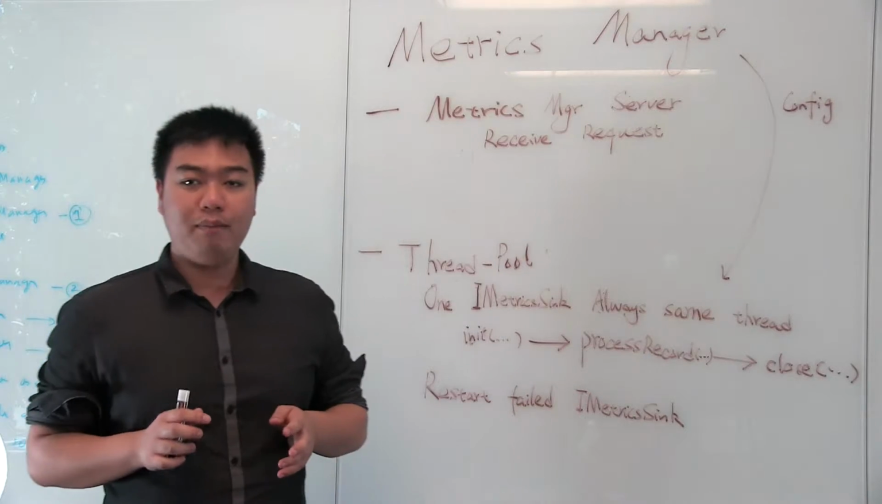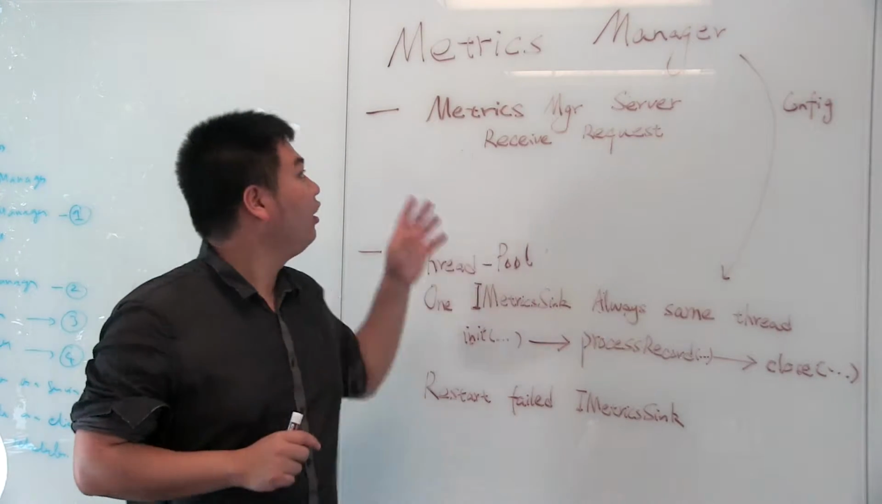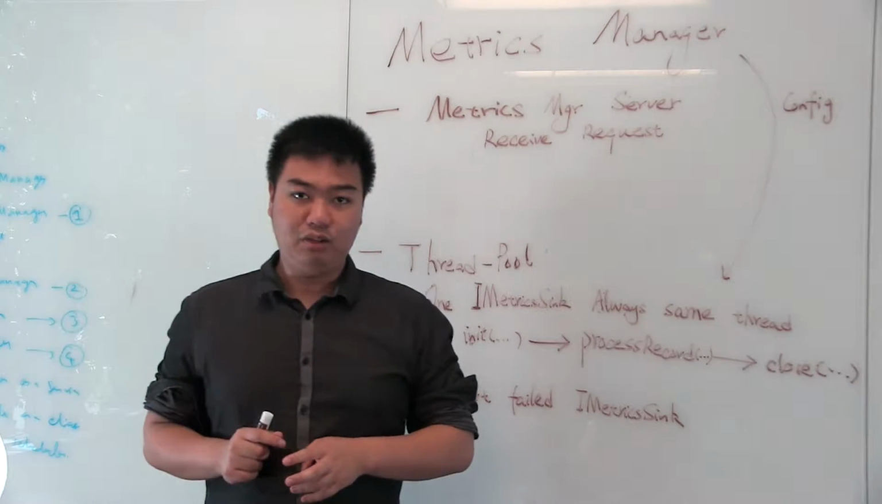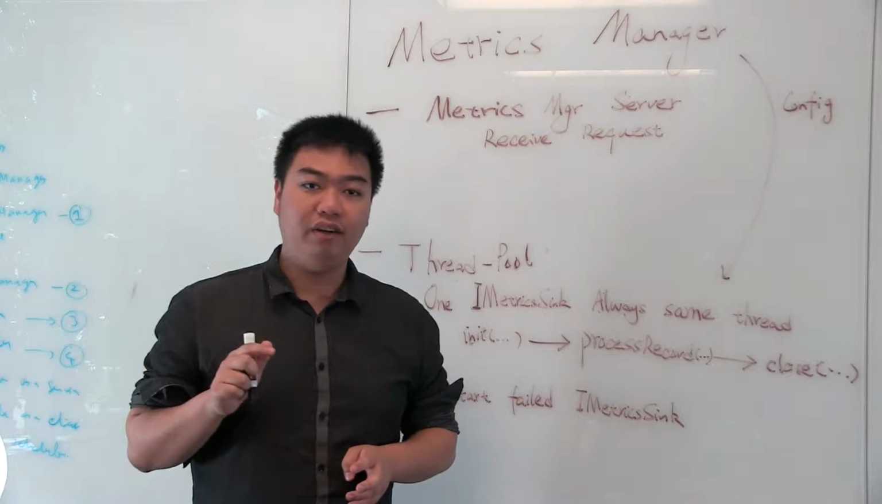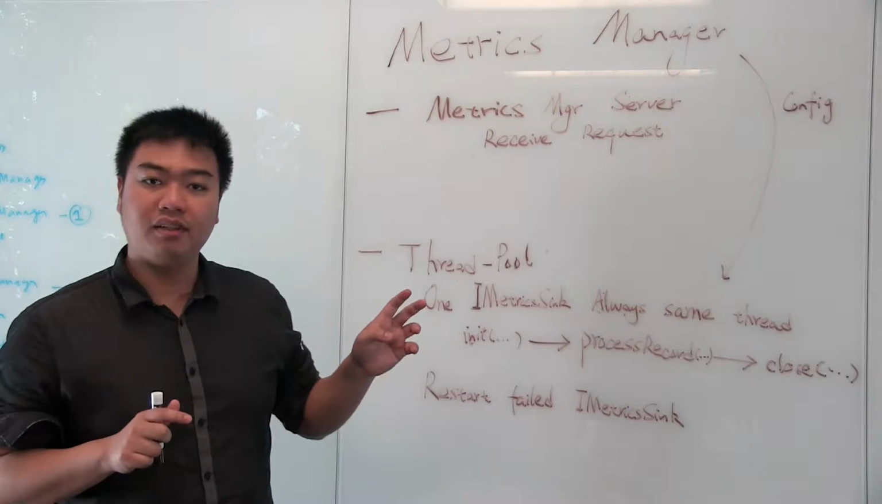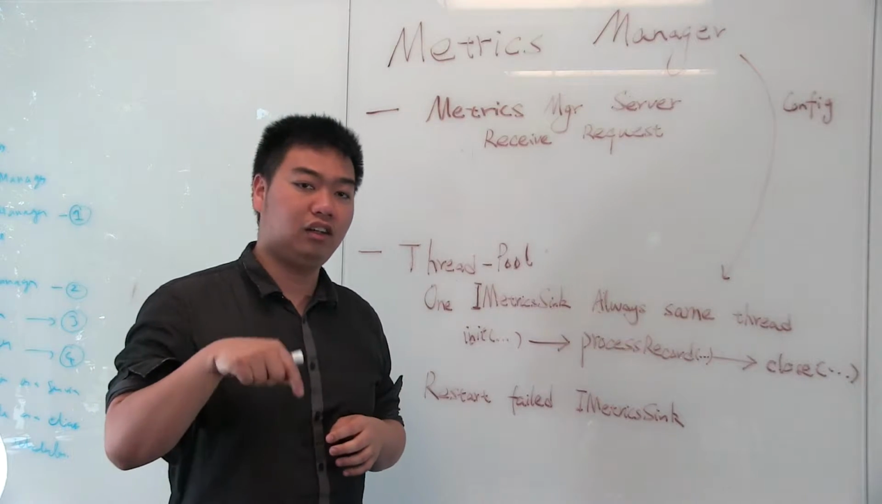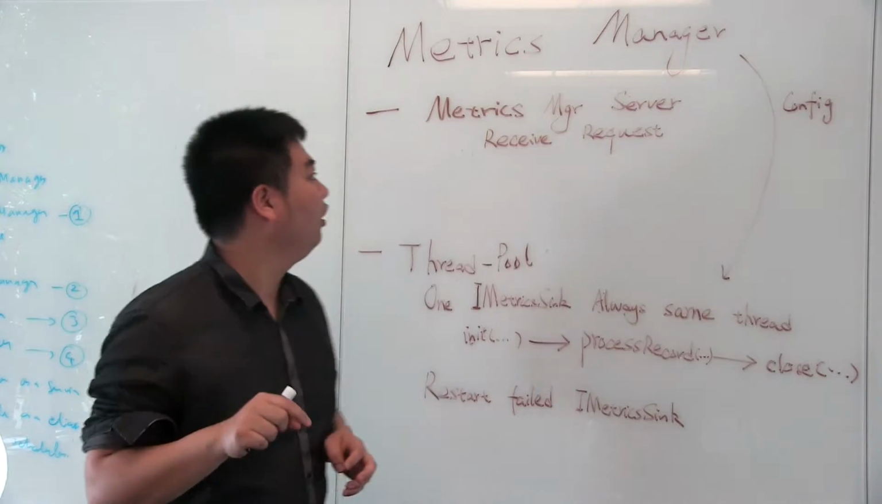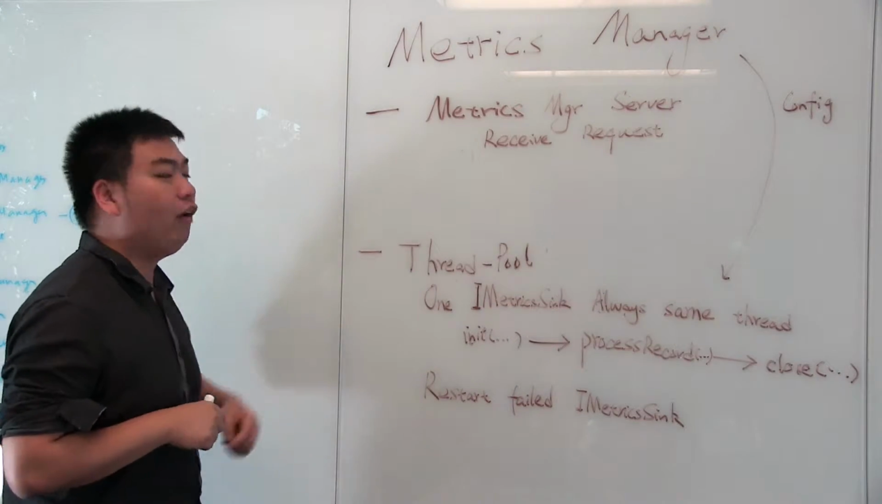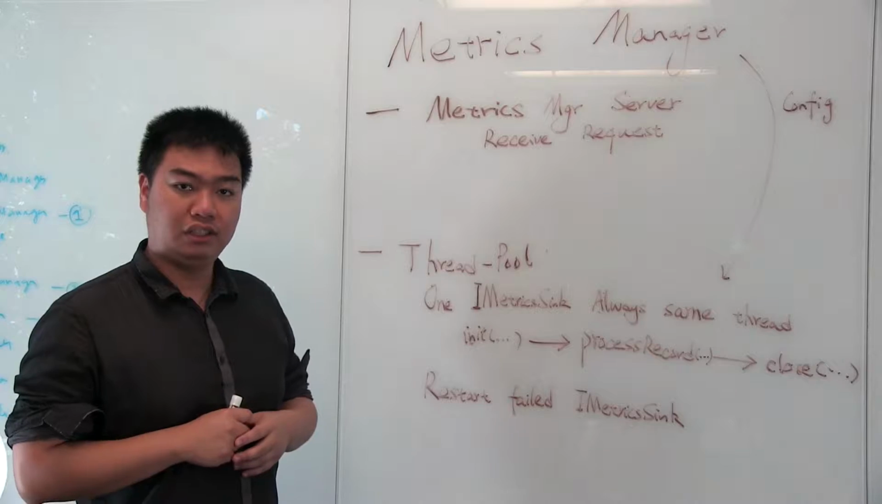Hello, so now I'm going to talk about the architecture of metrics managers. In every single Heron container, the metrics manager collects and processes all metrics from all the instances in the same container. It is a centralized point in that container. So what will happen when we start the metrics manager?